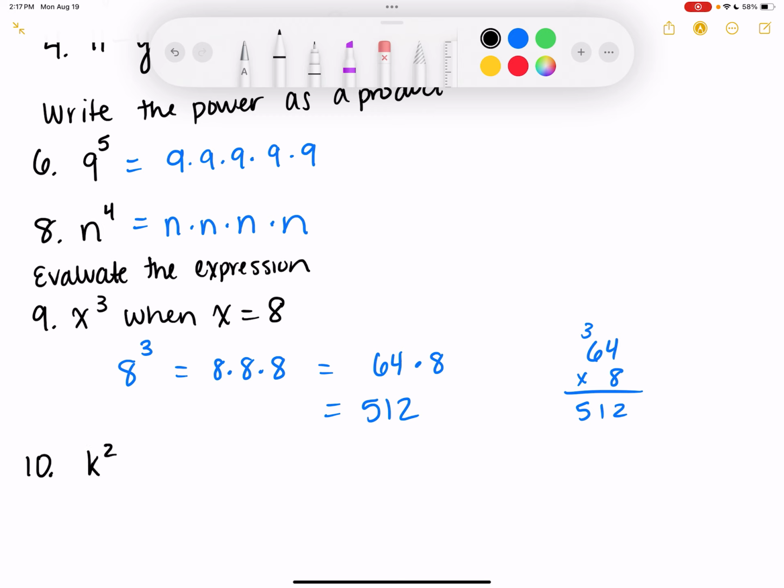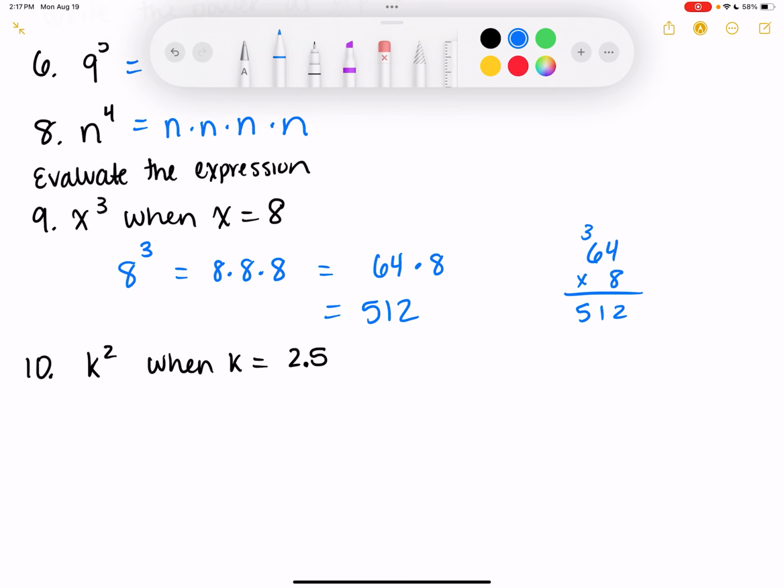10. k squared when k is equal to 2.5. So I'm going to have 2.5 squared, which is going to be 2.5 times 2.5. I'm going to review this more because it's probably been a while since you've done this, but you stack them up to multiply them like this. Then you multiply 5 times 5 is 25, carry the 2, 5 times 2 is 10, plus 2 is 12.